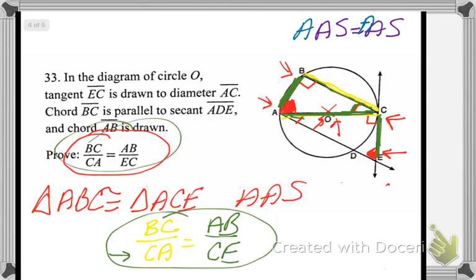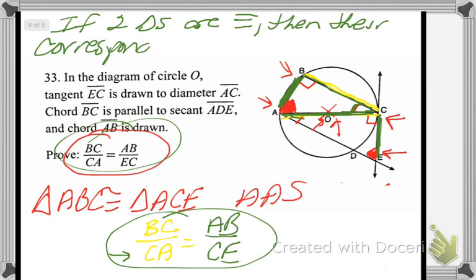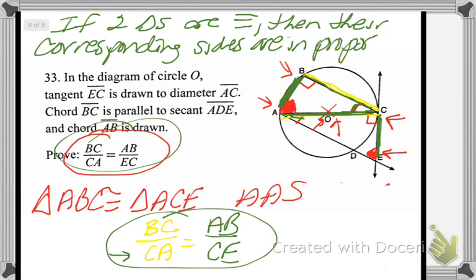So you have to write your reason why this is true, and I'm going to write it up here somewhere. If two triangles are congruent, then their corresponding sides are in proportion. Okay, that one was a doozy. That was quite difficult. Okay, we got one more to go.